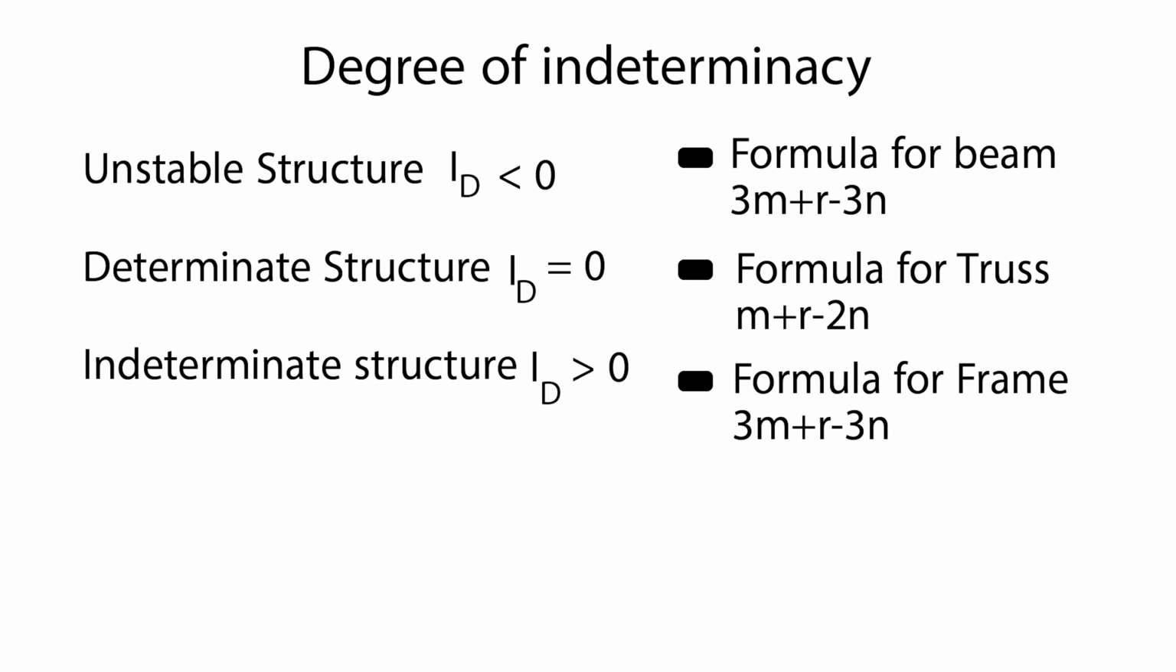Now in frames, the degree of indeterminacy can be calculated by the formula 3m plus r minus 3n. Here m is the number of members, r is the number of reactions, and n is the number of nodes. And the conditions for unstable frame, determinate frame, and indeterminate frame are the same as for trusses and beams.